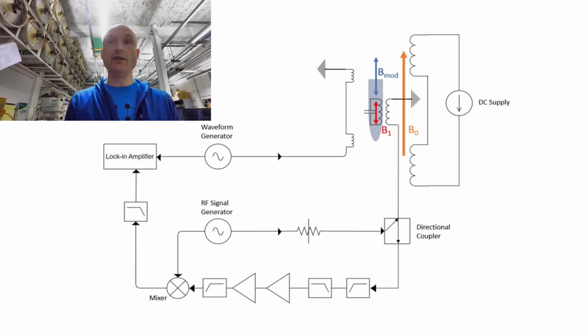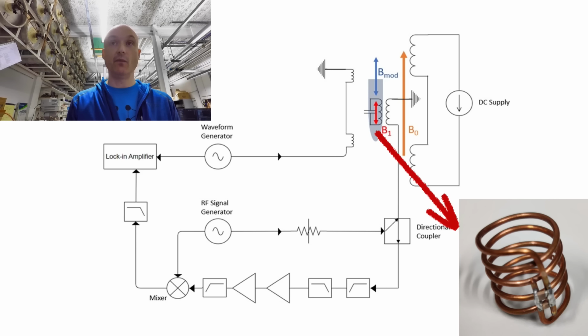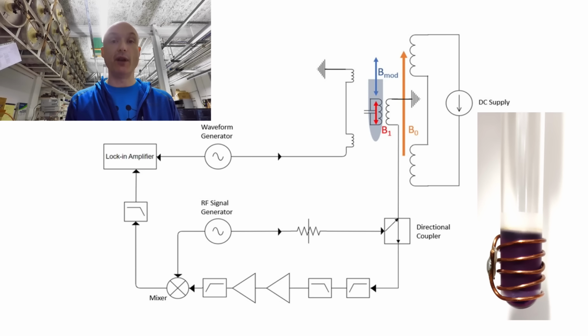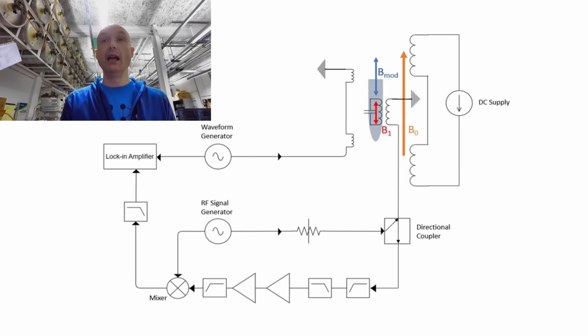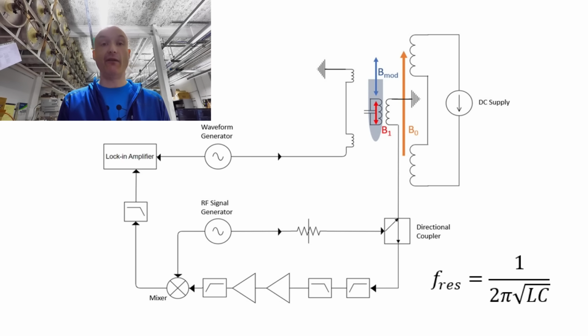That is then in turn inductively coupled to our electrical resonator, which sits around our sample tube, which in our case is a vacuum tube inserted into the apparatus containing solution, which contains our sample. And this electrical resonator, which we'll show you a little bit more of later, is essentially an RLC circuit with resonant frequency f equals 1 over 2 pi root LC.